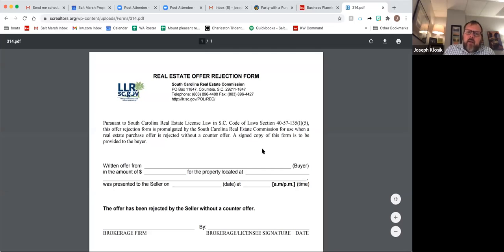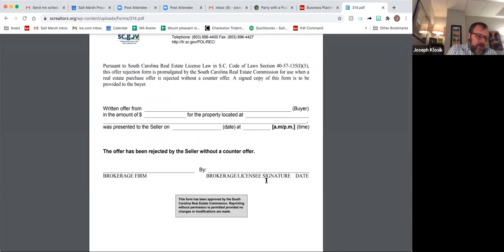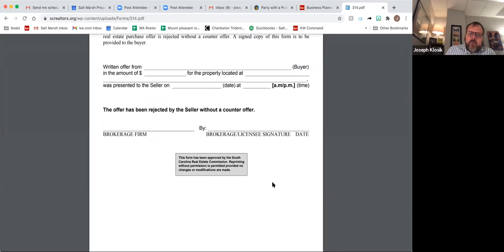This is a South Carolina LLR form, and this is really just signed by you. This is required. In any situation, if you have a listing and you get an offer on it, anytime that you're going to stop negotiating, this is required for you to send to them as a rejection of offer. It's only signed by you, by the firm. It's not required to be signed by the seller. So it's basically saying we're not counter offering anymore.